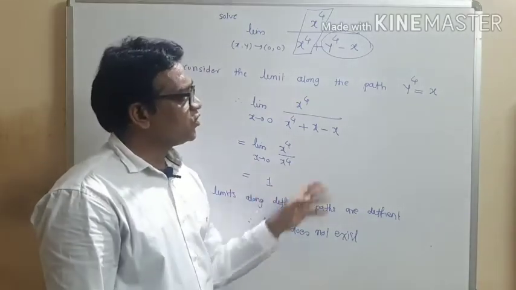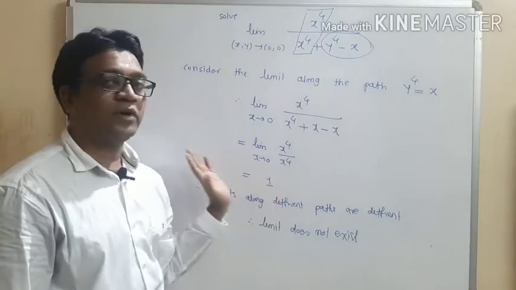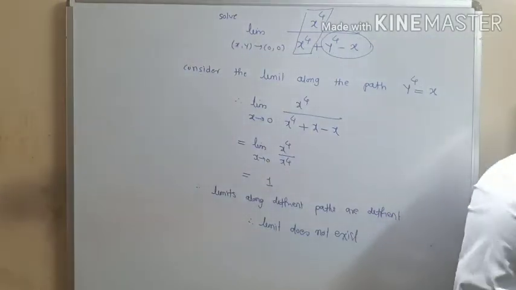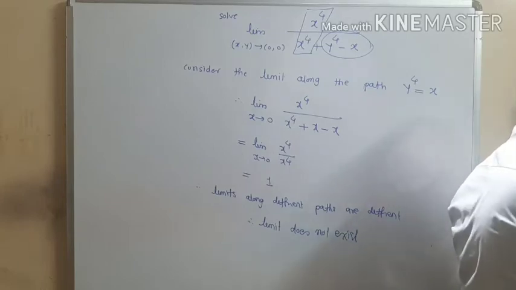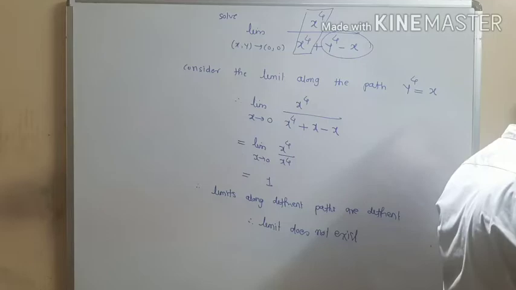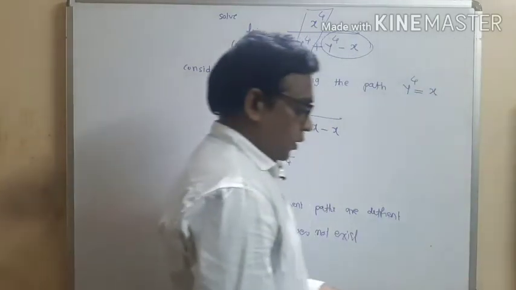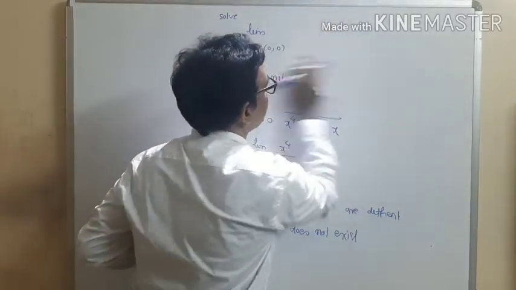So this is the technique for showing the limit does not exist. What is the technique? Choose different paths, choose different equations and get some different limit. So write down the next example. Write down the similar example, solve.